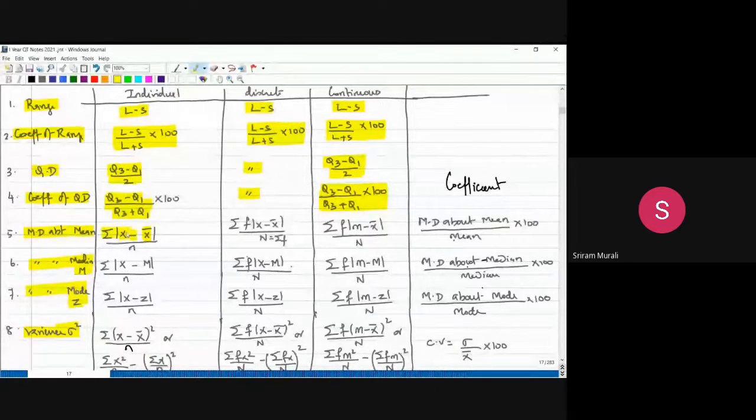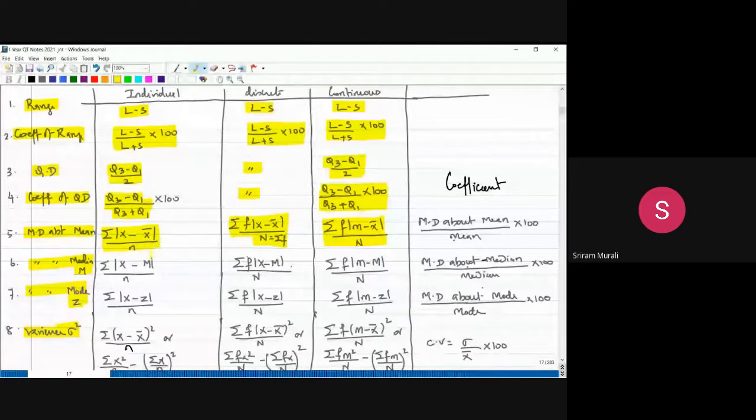So this is the first formula for mean deviation about mean. For a discrete case, the same formula can be taken, only the difference is you have to multiply with f, that is, the frequency. What is the third formula? The same f, and in the place of x, the mid value m will come because it is a continuous series.